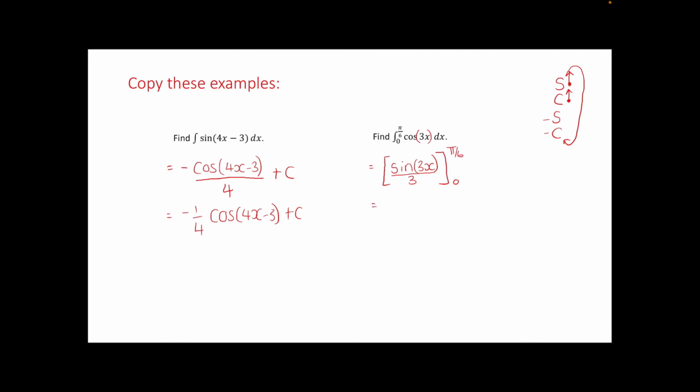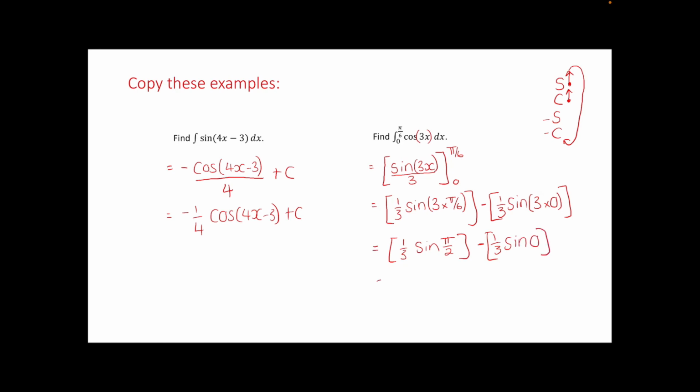So that means that I have to do 1/3 of sine 3 times my upper limit. So I've got 3 times pi over 6, minus 1/3 of sine 3 times my lower limit, which is 0. That then gives me 1/3 of sine. So if I've got 3 times pi over 6, that's the same as 3 pi over 6, which would simplify to pi over 2, minus 1/3 of sine 3 times 0, which is just 0. So I've got 1/3 times sine of pi over 2.